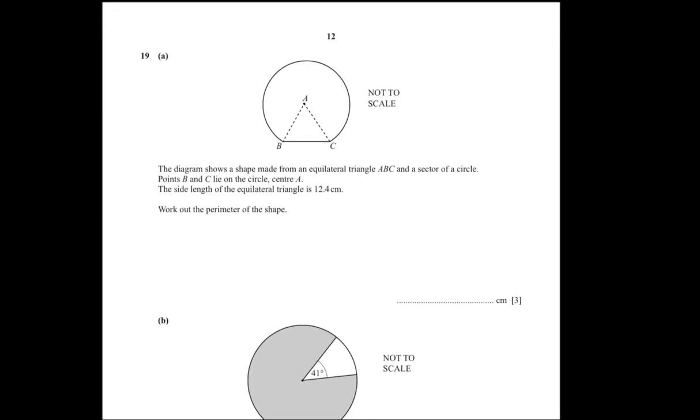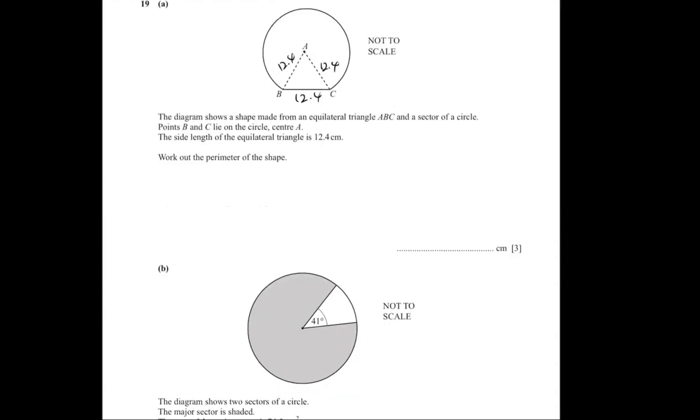19a. The diagram shows a shape made of equilateral triangle ABC and the sector of a circle. Points B and C lie on the circle with center A. The side length of the equilateral triangle is 12.4. So let's just write all the information that we have inside here. 12.4, 12.4, 12.4. Work out the perimeter of the shape. Bear in mind, you are supposed to highlight it in your head already that it should be all here, nothing else.